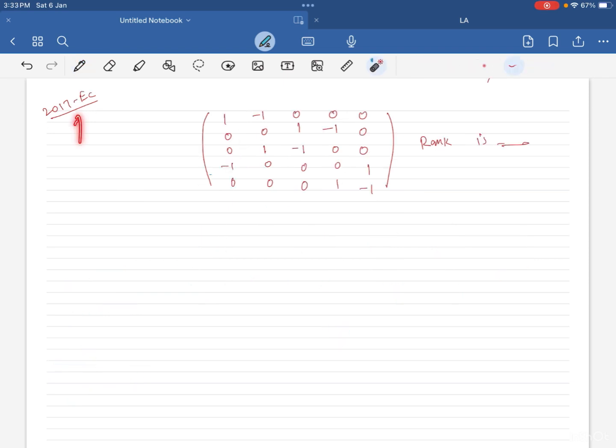So this question is from EC 2017. We have been given this matrix. We have to find the rank of this matrix. So let's proceed by elimination. We are going to make this guy 0. So let me write it down, all the remaining rows that have no effect on it.